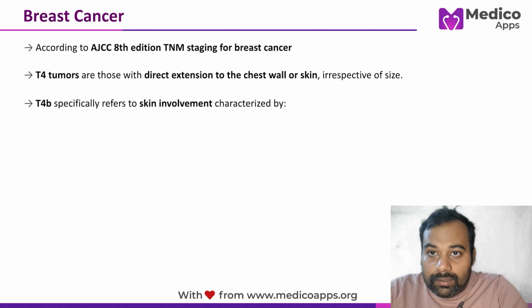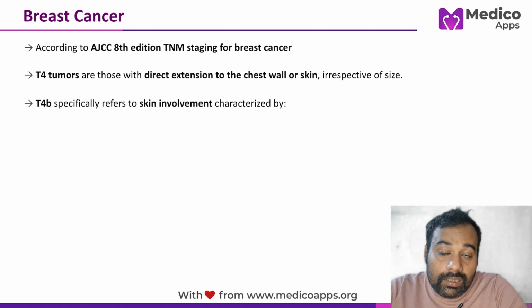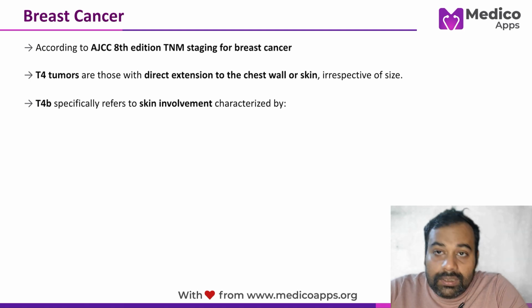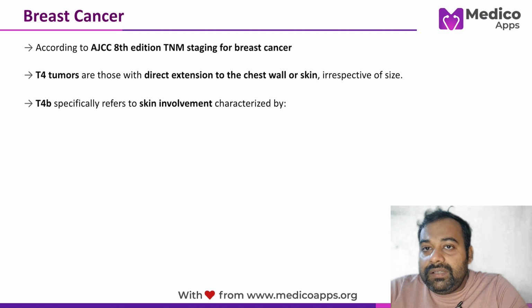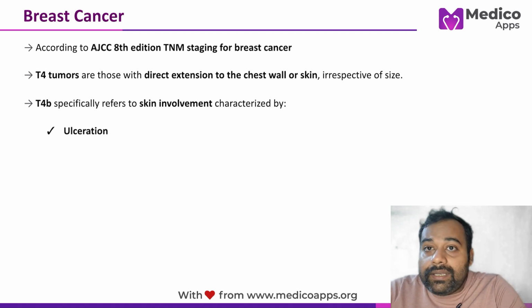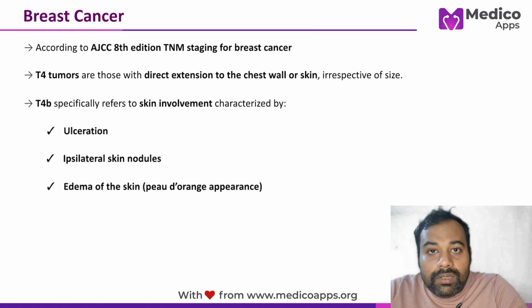Now here the typical feature they have suggested in the question, that is the peau d'orange, comes under the scenario of skin involvement. Now what are the other typical features we see in skin involvement of breast cancer? We have ulceration. Also, apart from ulceration, multiple satellite nodules on the skin surface can be taken as skin involvement. And the typical presence of peau d'orange is basically edema of the skin.